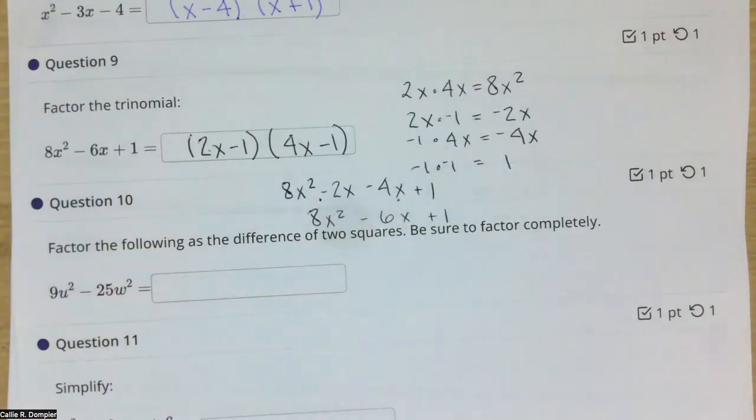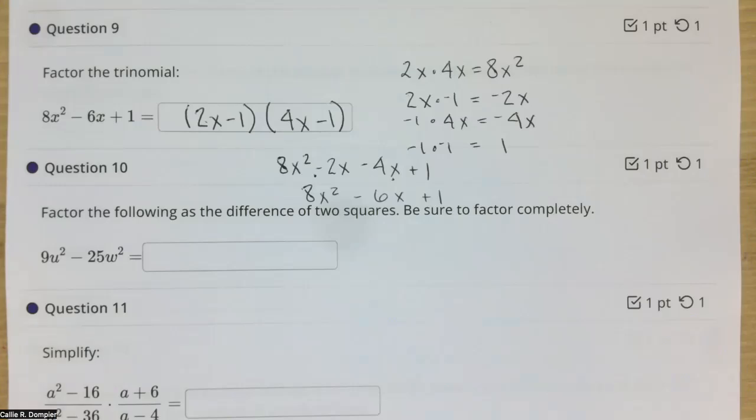All right. Factor the following as the difference of 2 squares. Be sure to factor completely. Okay, factor the following as the difference of 2 squares. Be sure to factor completely.